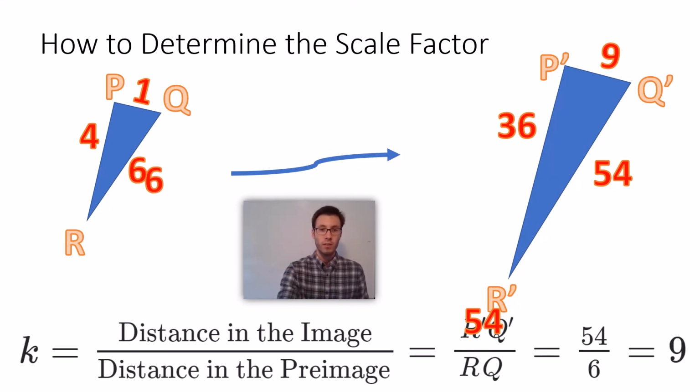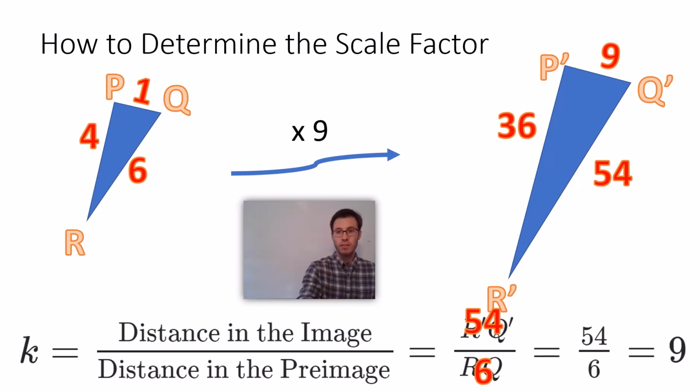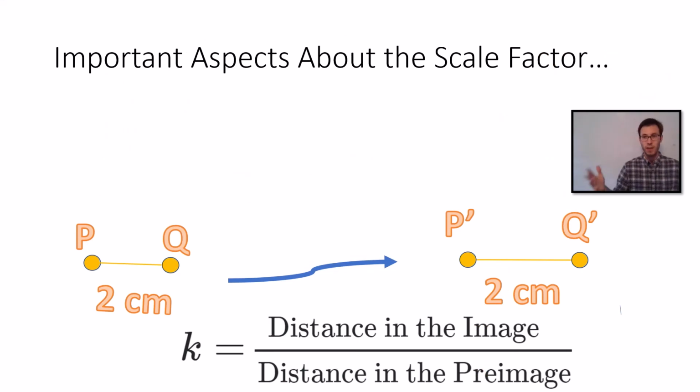So what's important, and you're seeing this go on here, is that the distance in the image is always in the numerator up top. The distance in the pre-image, where that corresponds to, is in the denominator. So here, our scale factor would be 9, because I'm taking what is in the numerator to be the distance in the image, and then what is in the denominator to be the distance in the pre-image. So 54 divided by 6 is 9, and that's how we would tell what the scale factor is. So you just take the figure on the right side of the arrow, and you take that number and put that in the numerator, and then the value in the denominator is on the other side where it corresponds to. And you just divide them out.